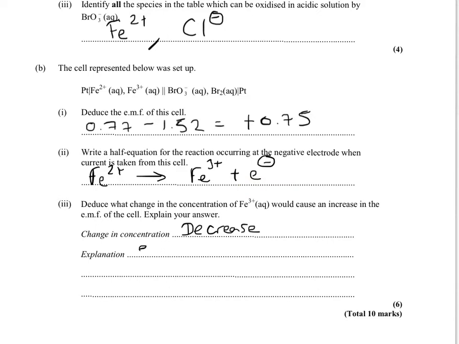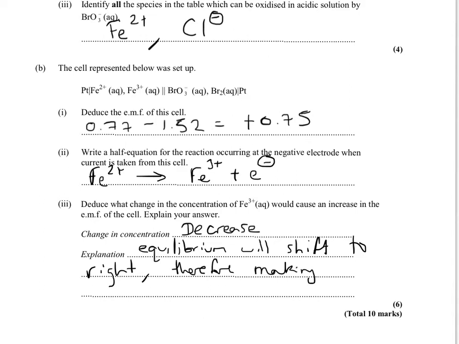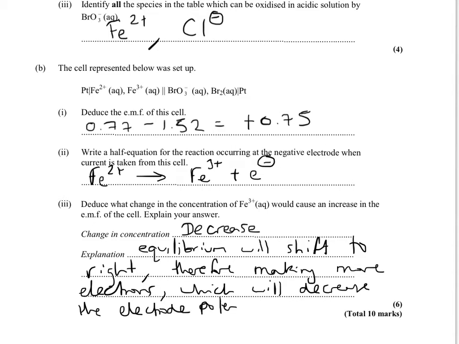So the explanation here is the equilibrium will shift to the right, therefore making more electrons, or releasing more electrons, which will decrease the electrode potential of the Fe2+/Fe3+ electrode. It's important you don't get the electrode potential and the EMF mixed up. The EMF is the difference between the two electrode potentials, but if you want to just talk about the charge, if you like, of one of the electrodes, then we call that the electrode potential.